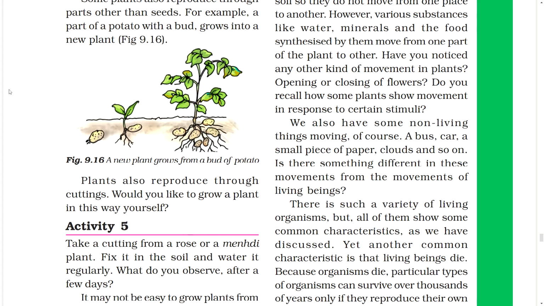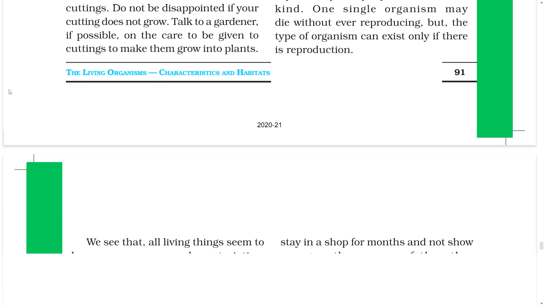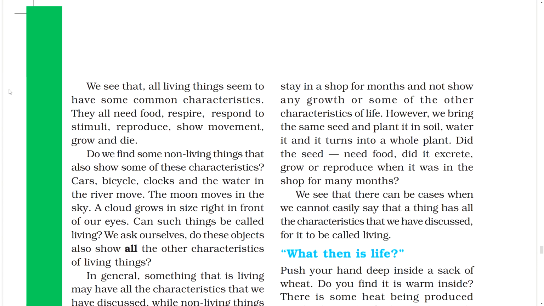Because organisms die, particular types of organisms can survive over thousands of years only if they reproduce their own kind. One single organism may die without ever reproducing, but the type of organism can exist only if there is reproduction. We see that all living things seem to have some common characteristics. They all need food, respire, respond to stimuli, reproduce, show movement, grow, and die.